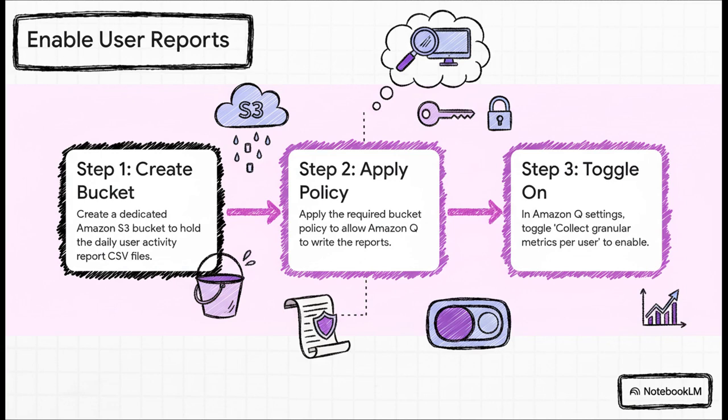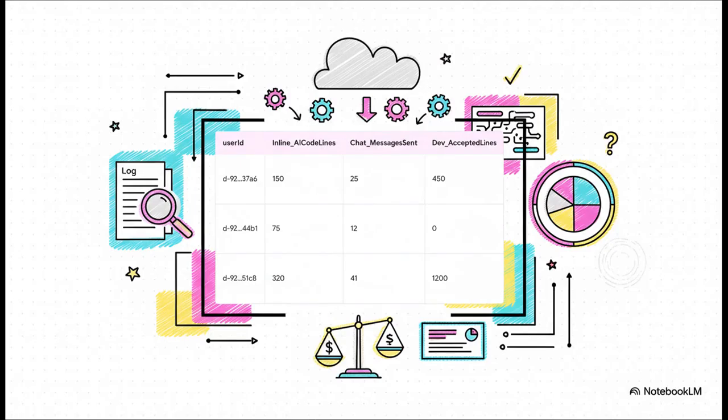First, you create a secure S3 bucket to hold the reports. Second, you apply a standard policy so Amazon Q can write to it. And third, you just flip a switch in the settings. Seriously, in just a few minutes, you can have these detailed user reports flowing right in. And boom, here's the kind of gold you get back. Every single day, you get a CSV that breaks down usage by user.